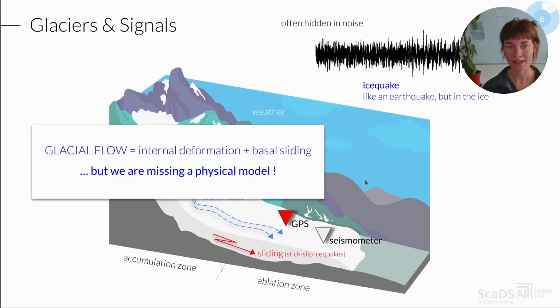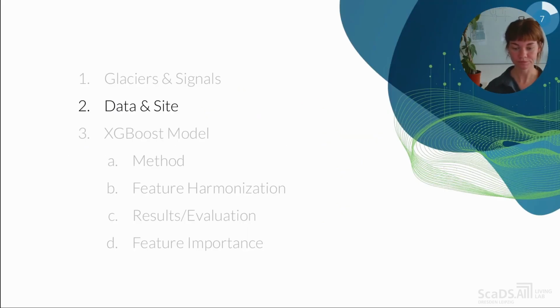So overall, this glacier flow that we are interested in is a combination of internal deformation of the ice and basal sliding, so the actual sliding of the ice on the bedrock. And the big problem here is that we still don't have a good physical model that we can also use for predictions and forecasting on a high spatio-temporal resolution.